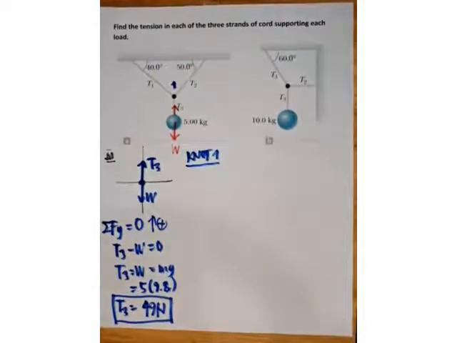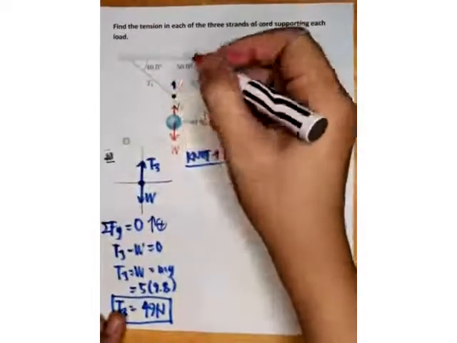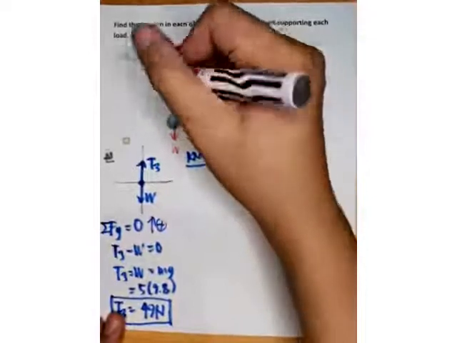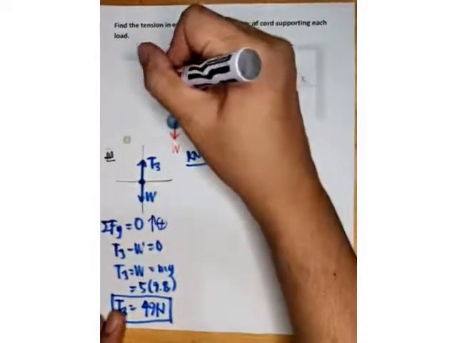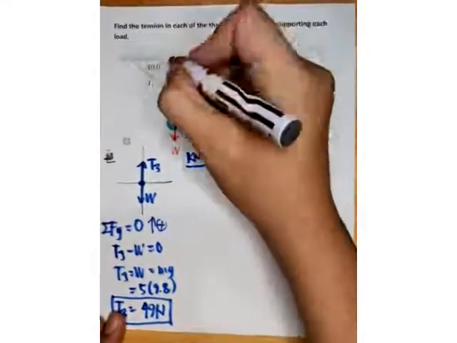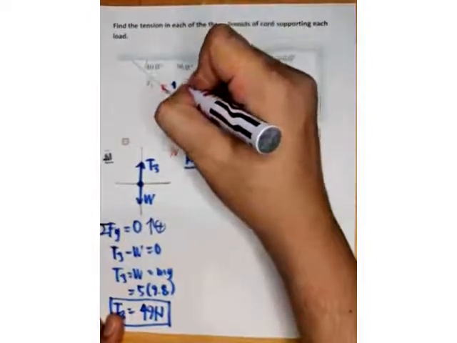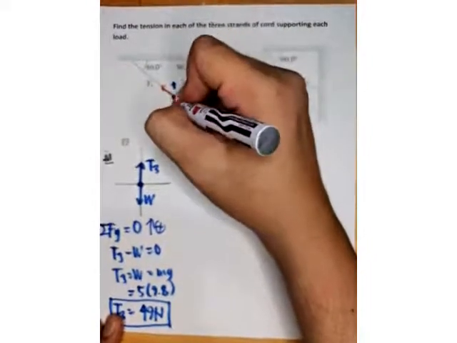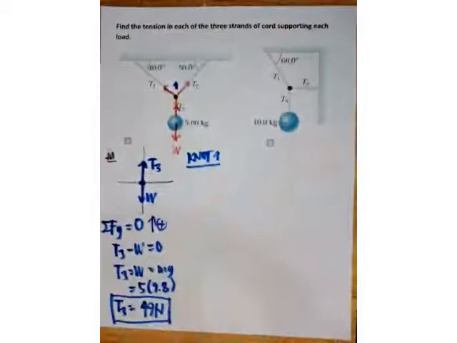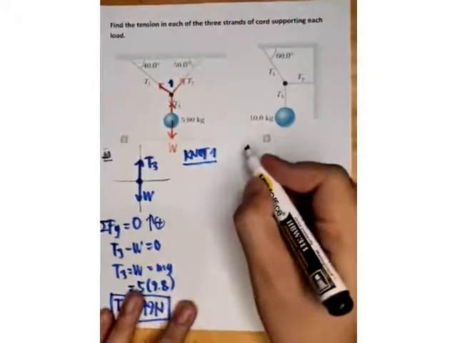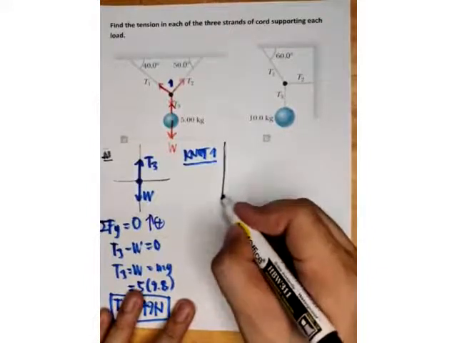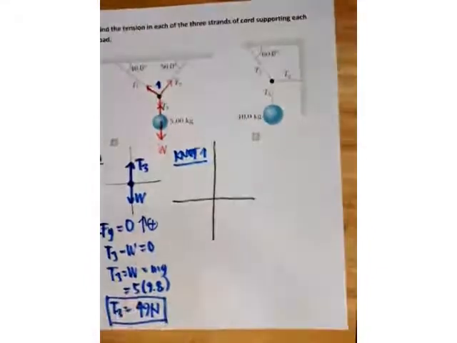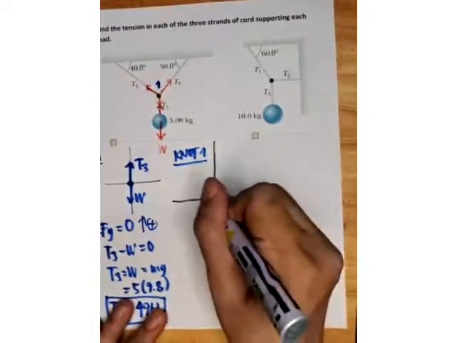Ano yung mga forces acting on knot 1? Meron tayong tatlo. We have yung tension 1 dito. Tension is always away from the object. And then nandito rin yung tension 2, and nandito rin yung tension 3. Tatlo sila, so drawing ko na sila. Ayan, nandito yung tension 3.